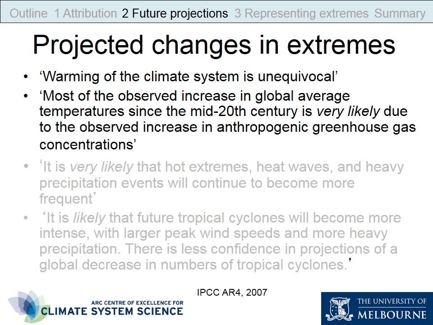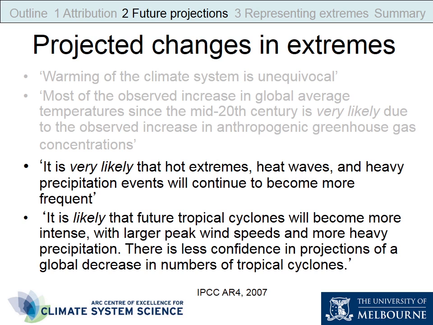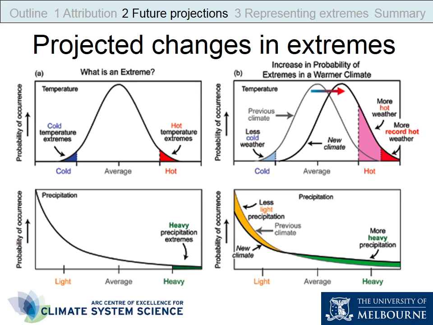And then when we look at particular types of extremes, we can see it's very likely that hot extremes will continue to become more frequent, but we have slightly less confidence in other types of extremes, so it's likely that future tropical cyclones will become more intense. But as it says, there's less confidence in predictions about decreases in the number of tropical cyclones.